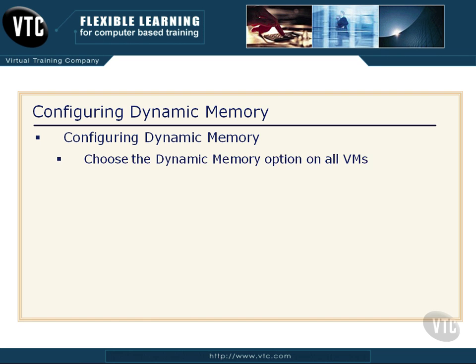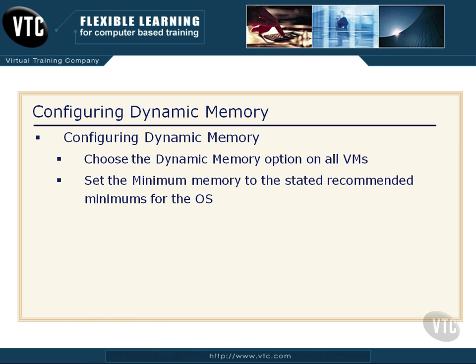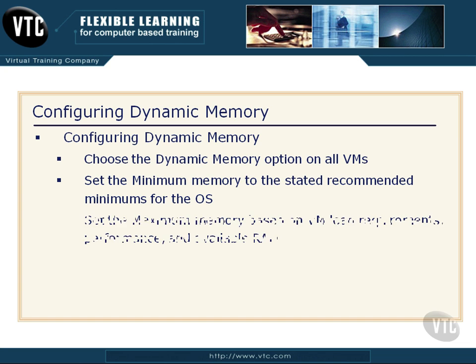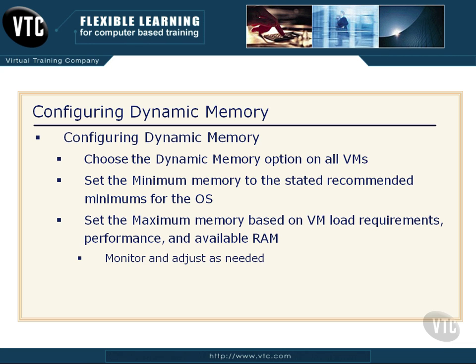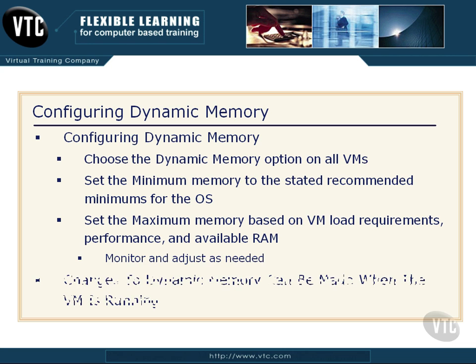So to configure dynamic memory, you want to choose the dynamic memory option on all your VMs, the little checkbox I just demonstrated there. Set the minimum memory for that virtual machine to the stated recommended minimum RAM for whatever operating system is running in that virtual machine. Then set the maximum memory based on your virtual machine load requirements, performance, available RAM, all those sorts of things. And then monitor and adjust that as needed.